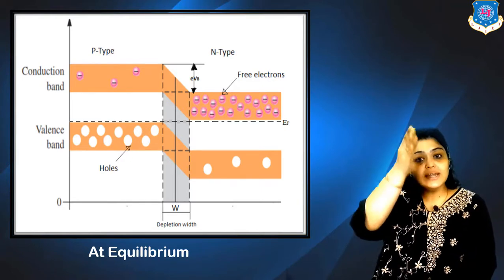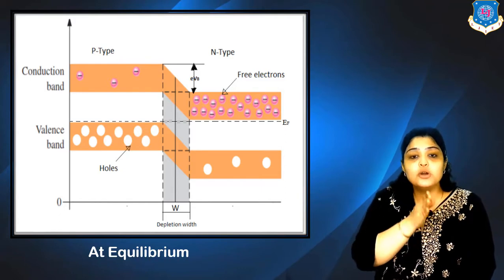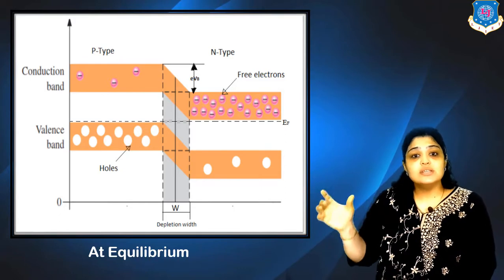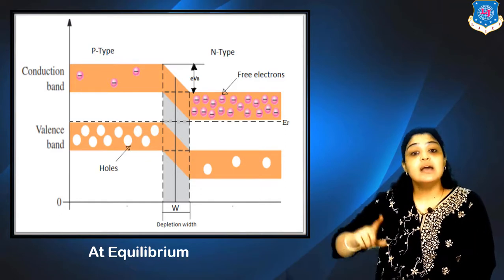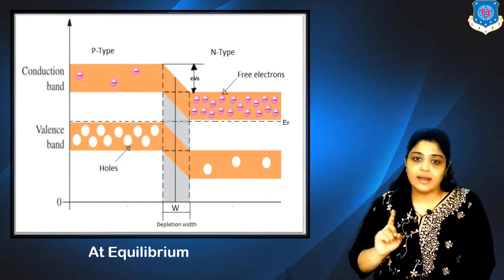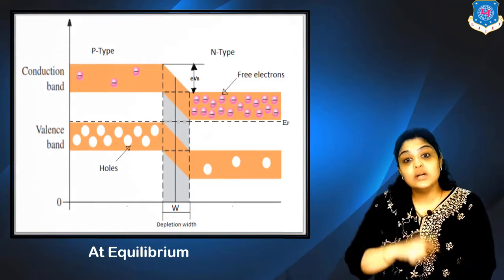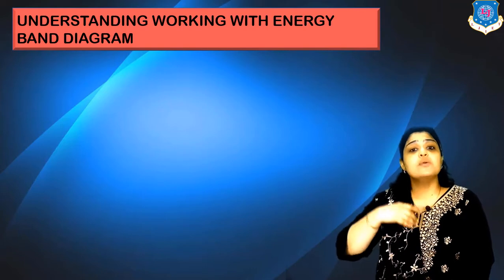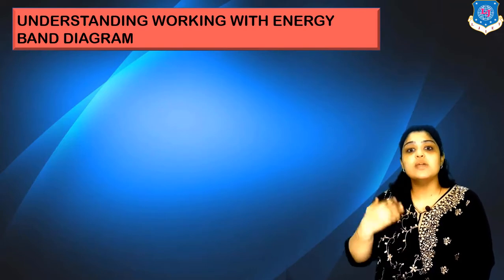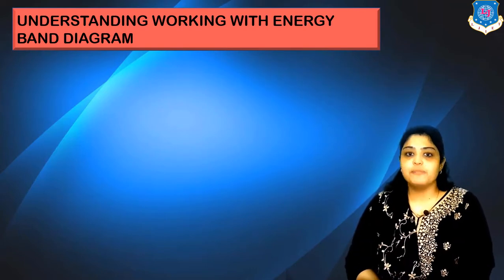Why? Because already a negative layer is formed on the p side, right? So this is a condition of a p-n junction diode when it is in equilibrium, represented by energy band diagram. Now let's understand the working of p-n junction diode with the help of energy band diagram, so you get a better picture why we study energy band diagram of p-n junction diode.